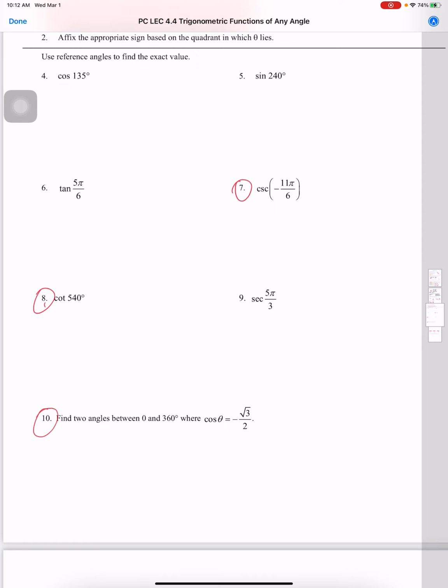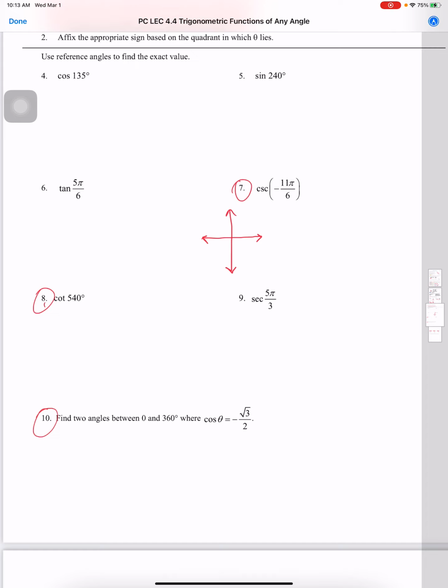So number 7. Number 7 is asking me to find the cosecant of negative 11/6 pi. Okay. So let's imagine, and I would highly recommend that you pause this video and either Google the unit circle so you can have a copy of it in front of you. There's tons. If you Google unit circle, you're going to get a PDF somewhere that you can look at. Or go back to your notes and look at the one that was provided in your notes.